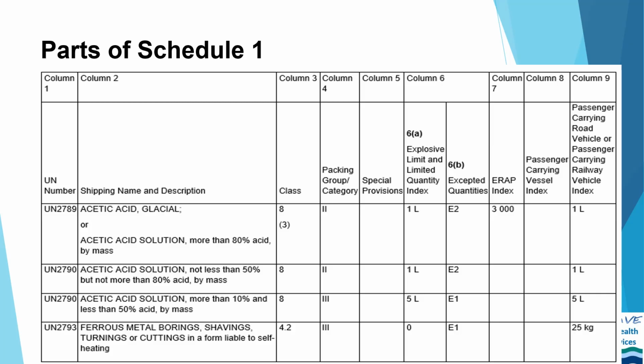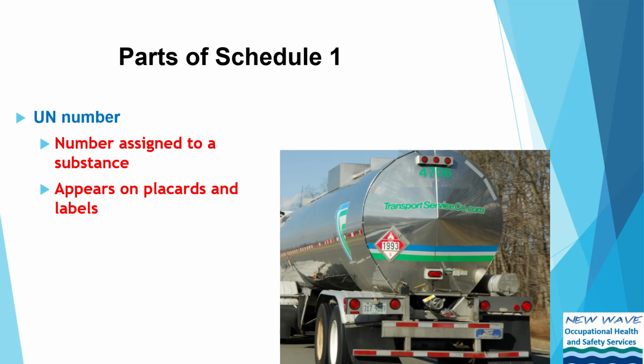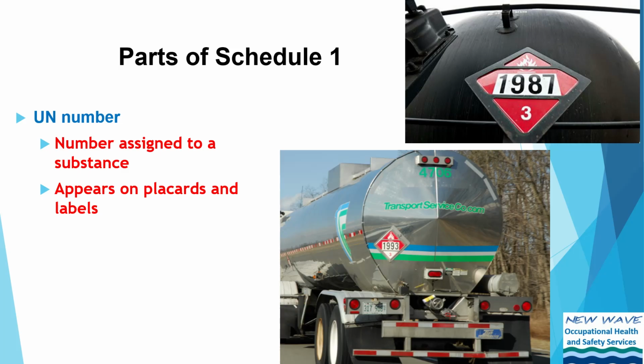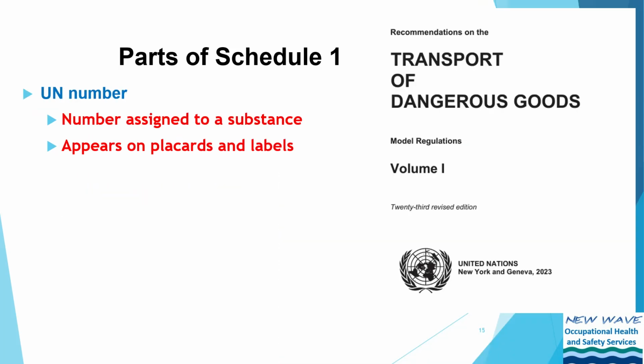Now that we know how to find something in Schedule 1, I want to discuss what information you can get from there. The first column is the UN number. This is the number we are all familiar with, seeing it on tanker trucks and other vehicles. As the name suggests, it is assigned by the United Nations, specifically in their model regulations.